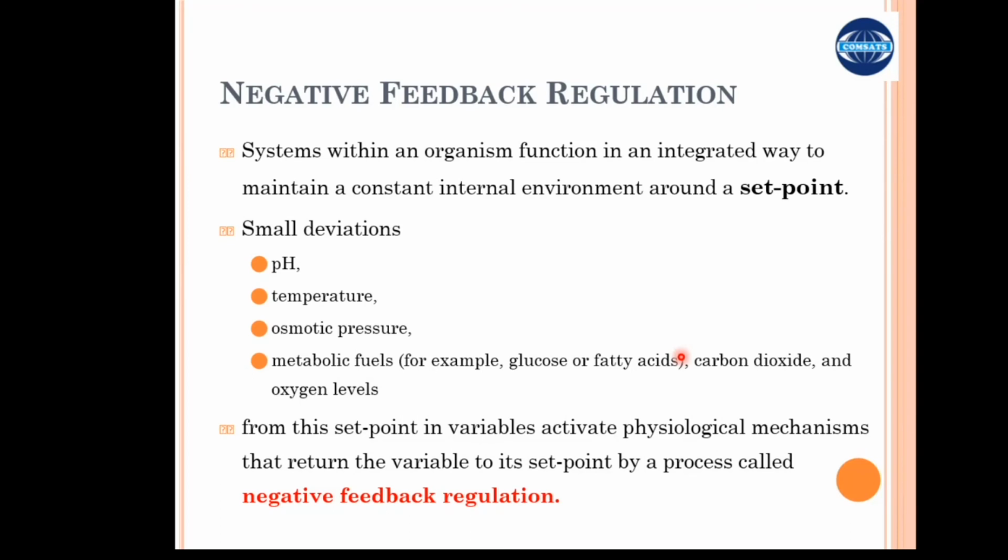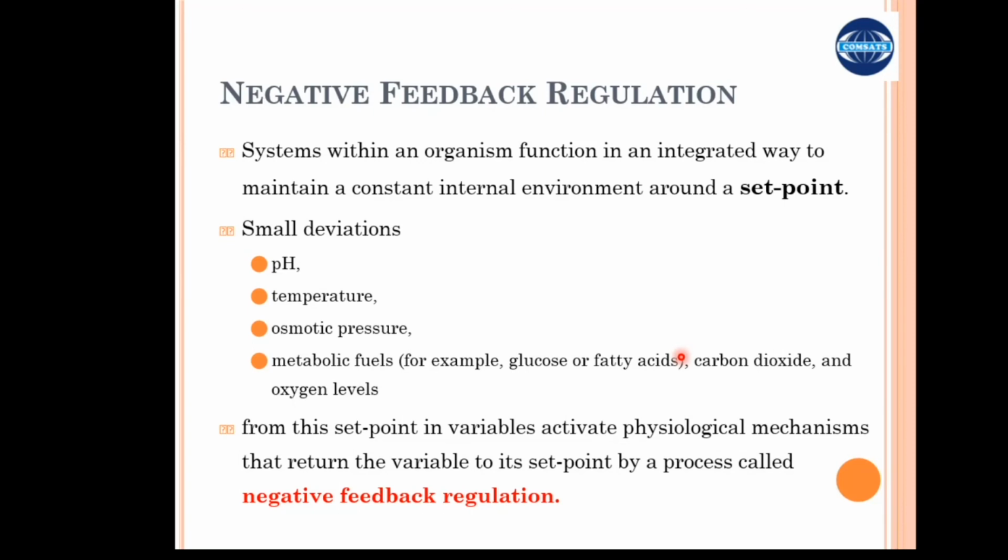Simply explained, an increase in blood sugar results in the production of more insulin, which ultimately reduces the blood sugar. Right, so the increase of one thing leading to the decrease of another is called the negative feedback mechanism. Okay. So any small deviation in the animal's internal conditions like pH, temperature, osmotic pressure, metabolic fuels or metabolic waste, the negative feedback mechanism is activated, which ultimately brings the disturbed quantities back to their normal state.